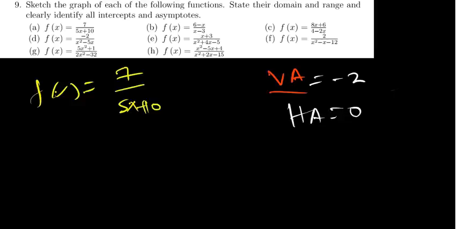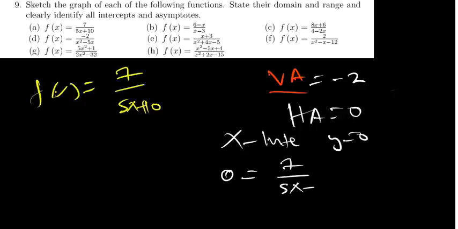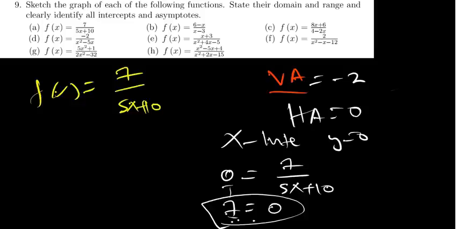Now how do we find the intercept? To find the x-intercept, set y equal to 0. So I'm going to say 0 is equal to 7 over 5x plus 10, and I have to find the value of x. If I cross multiply, 0 times everything down here is going to give me 0. So it's going to be 7 is equal to 0. We can clearly see that there is no x here. So this rational function has no x-intercept. Let's see if we have a y-intercept.